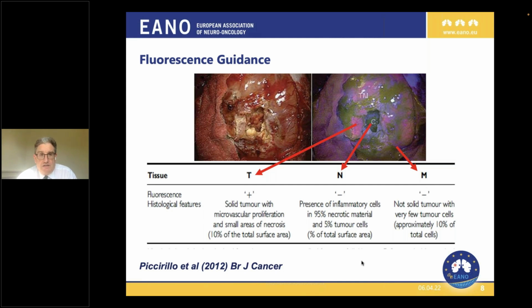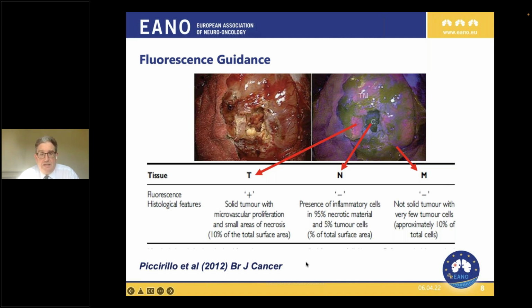Now, 5-ALA fluorescence is a common technique used for resecting of glioblastomas. And the idea is that active tumour will take up the 5-ALA and convert it to a protoporphyrin which fluoresces under a blue light. And what they realized was you could get different components of a tumour. So there's the area you can see here that looks pink, that is the fluorescent tissue.